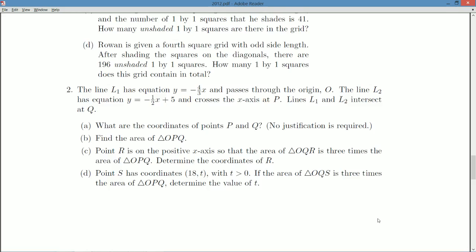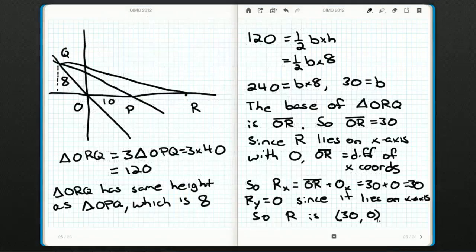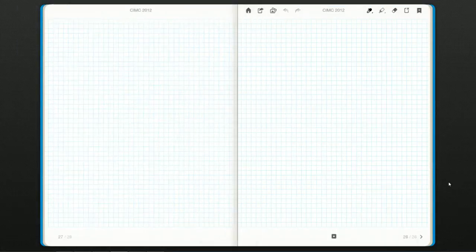Okay, so now we don't have quite the easy situation of something lying on the positive x-axis. My guess is we're probably not going to be able to use a simple base times height argument. We might be able to, we might not. Okay, so let's dive in and draw ourselves a little picture. Okay, so what do we got here?